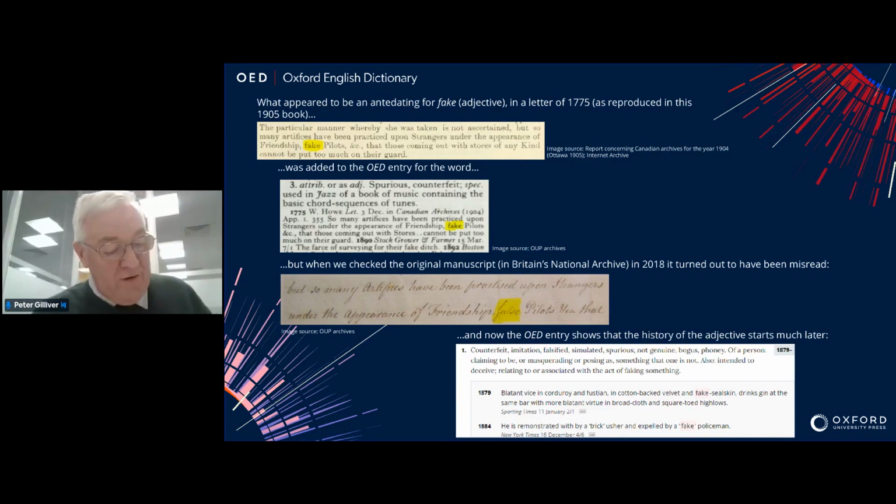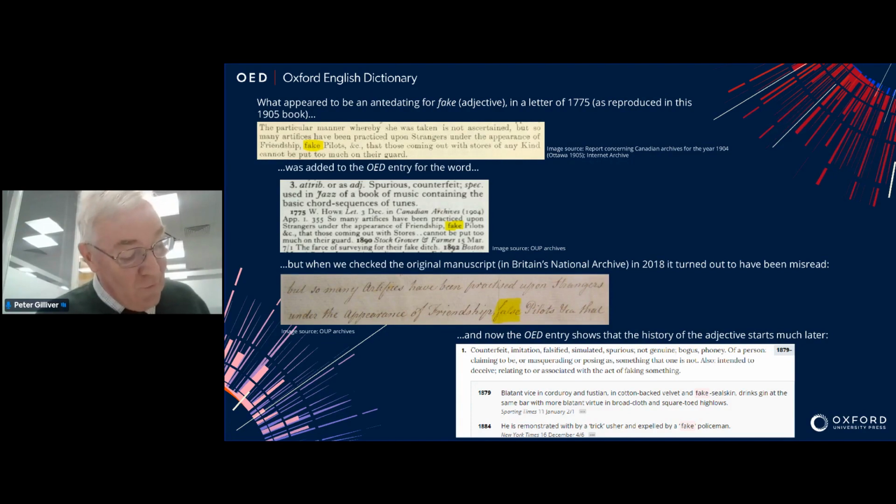Thanks to a printed transcription of a letter from 1775, that's the top image, we thought that letter of 1775 was the earliest known example of the adjective fake, as you can see. But when I came to revise the OED entry for this word a few years ago, I became suspicious that this one example was so much earlier than any other example of the word I could find. The next earliest evidence I could find anywhere was from 1879. That's for the adjective fake.